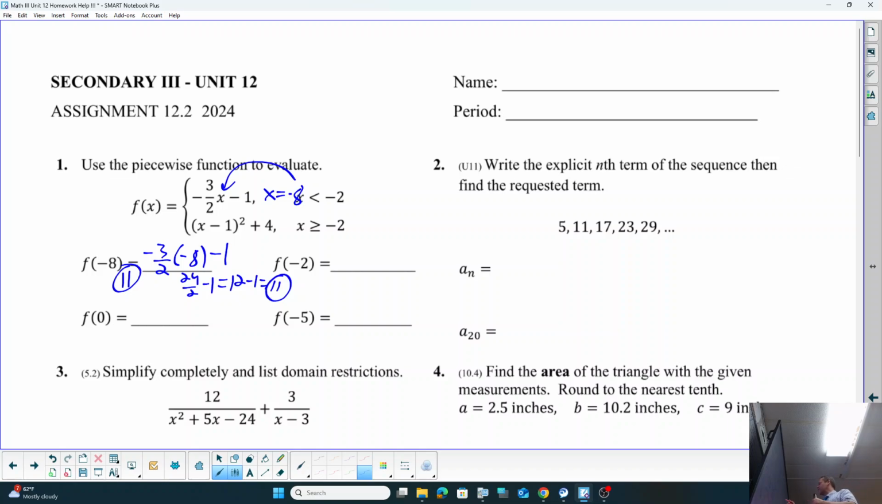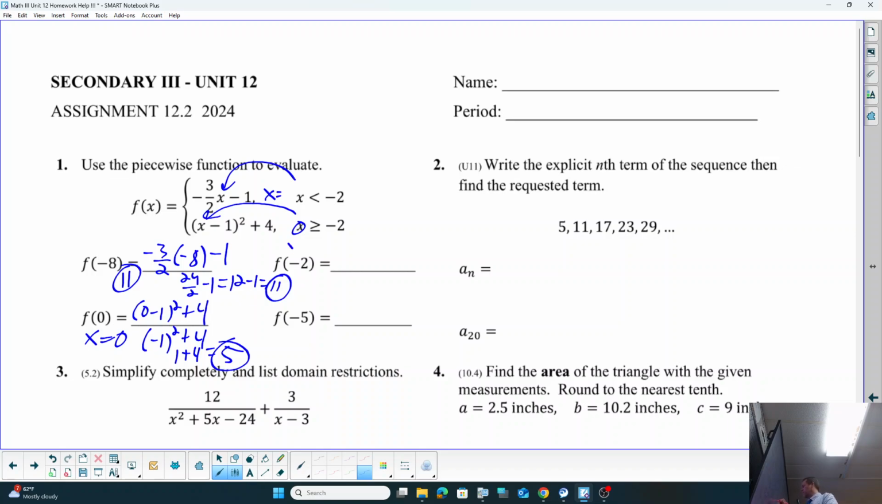Excellent. F of 0. So is 0 less than negative 2? No. Is it greater than or equal to? Greater than, since 0 is greater than negative 2, we plug it into this equation. So that's going to be 0 minus 1 all squared plus 4. 0 minus 1 is negative 1, and negative 1 squared is a positive 1. Plus 4 is 5. Nice.